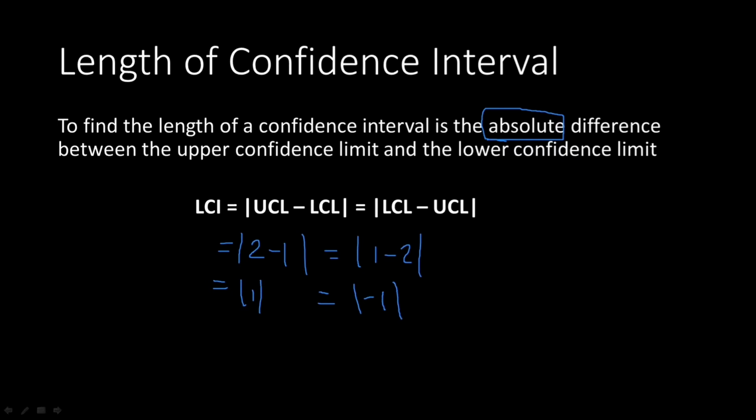So, pag tinanggal natin yung absolute symbol, which is etong line na yan, so, magiging positive kahit ano pa yung nasa loob niyan. So, 1 is equal to positive 1. So, that's why, to find the length of the confidence interval, it is the absolute difference between the upper and the lower confidence limit. So, ayan.